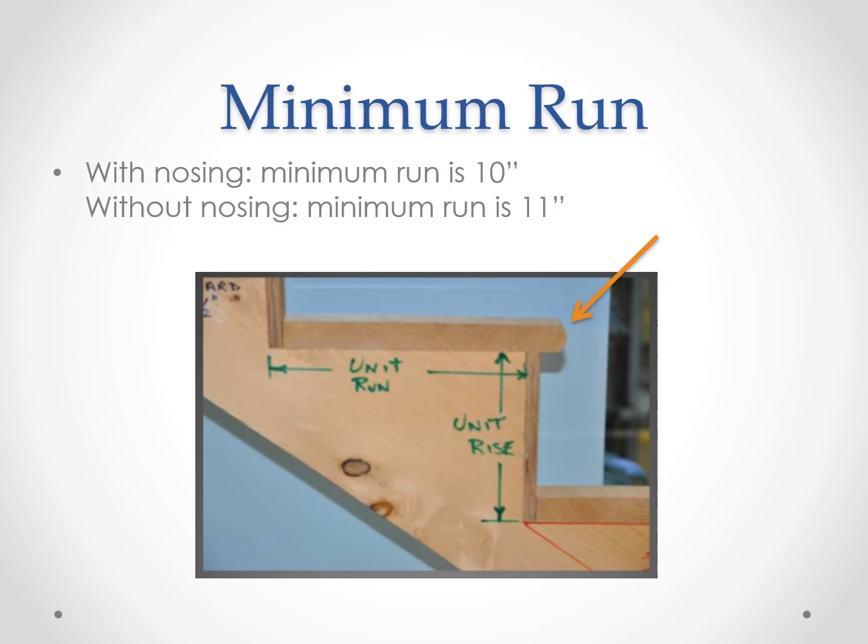Okay, similar to the unit rise having a maximum rise of 7 3/4, we also have some rules that pertain to the run. In this case, though, it's the minimum run, not the maximum, that we care about. With that said, if we don't have any tread nosing, then we need to do an 11-inch run. But if we do have nosing, then it's 10 inches of run we're allowed to have. And the reason is simple, because the nosing adds a little bit of space to the tread. So with a 10-inch tread with nosing, at bare minimum, that's going to be 10 3/4 of an inch.